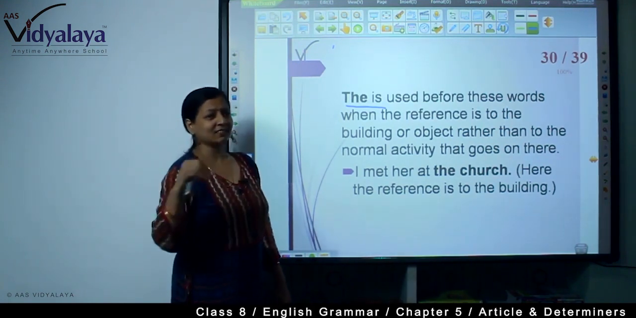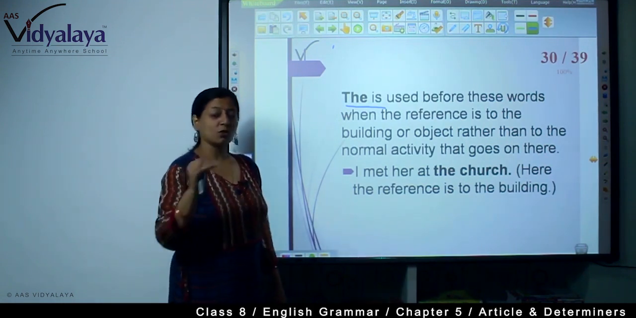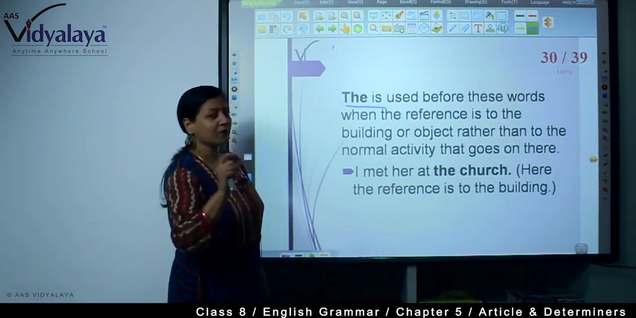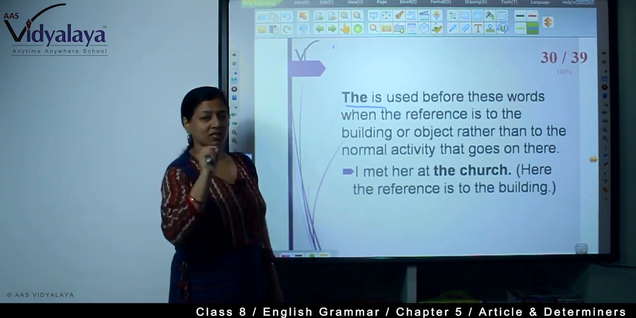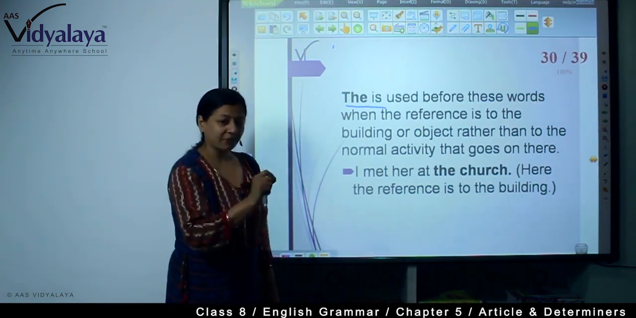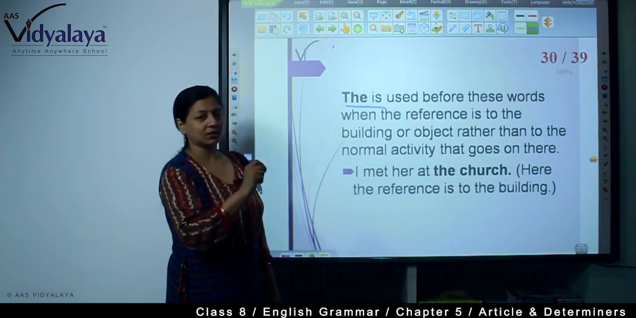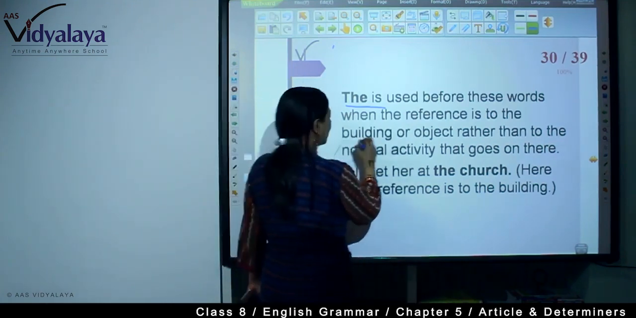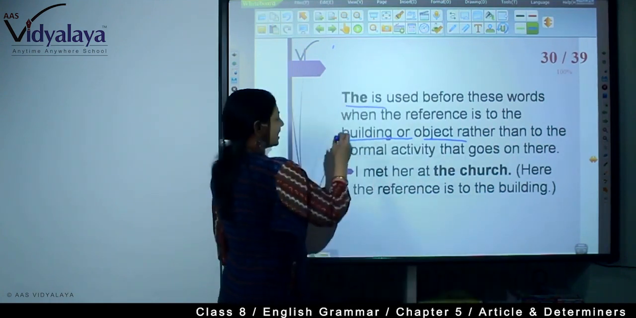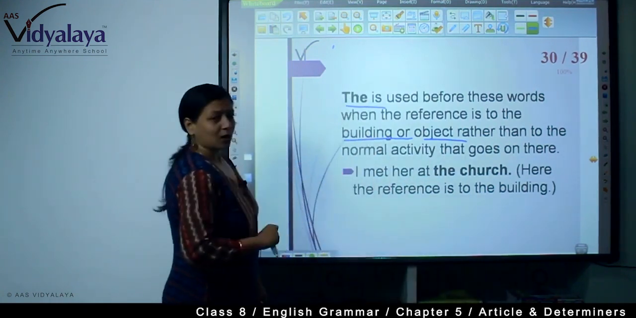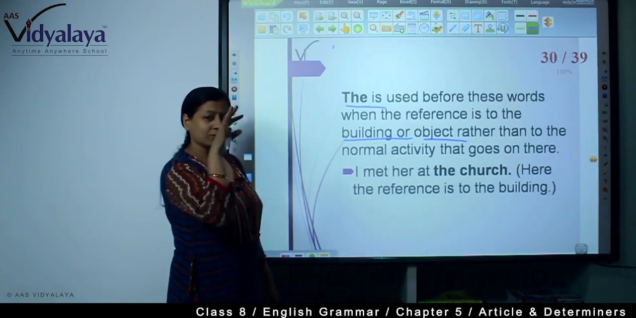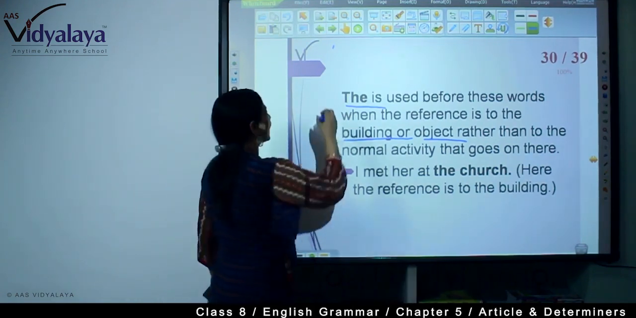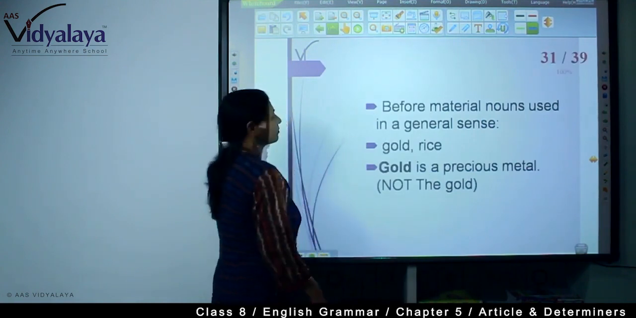I am standing near the school. The school, the person knows where I am standing. So, then we will have to use the specific when we are referring to the building or thing as a landmark. We are referring to it as a building or object, not as the normal activity that is going on inside it. So, we are using the.